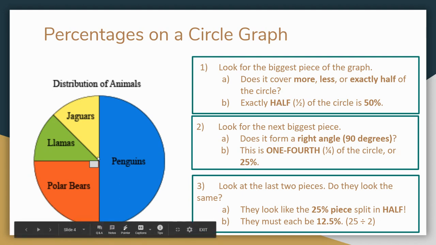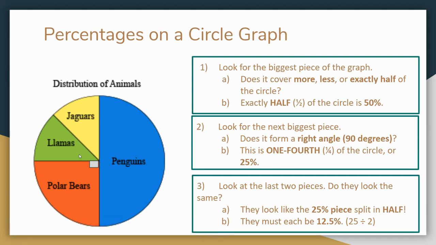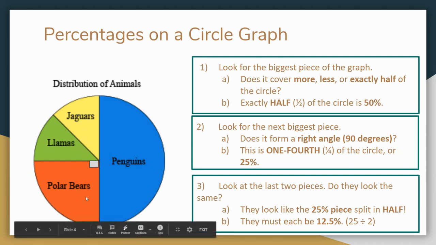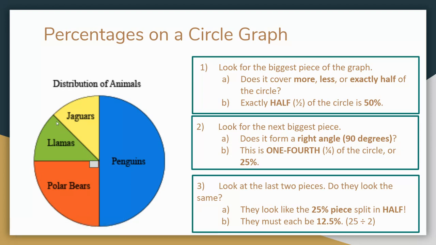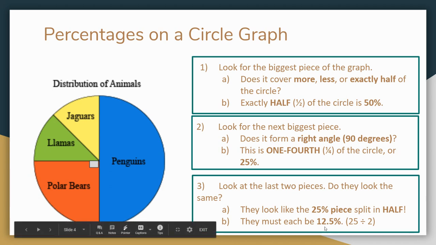And then lastly, we want to look at the remaining 2 pieces. We can see that they look like they're about the same measurement, and it looks like we took the polar bear piece and split it exactly in half. So we would say that this is 25% split exactly into 2 equal pieces, each representing 12.5%. And to get that percentage, we just took 25 divided by 2.